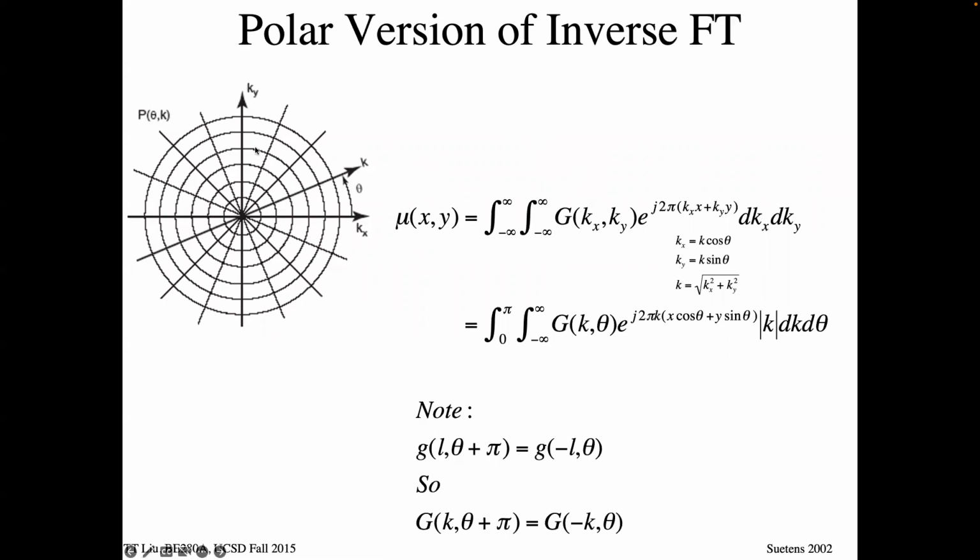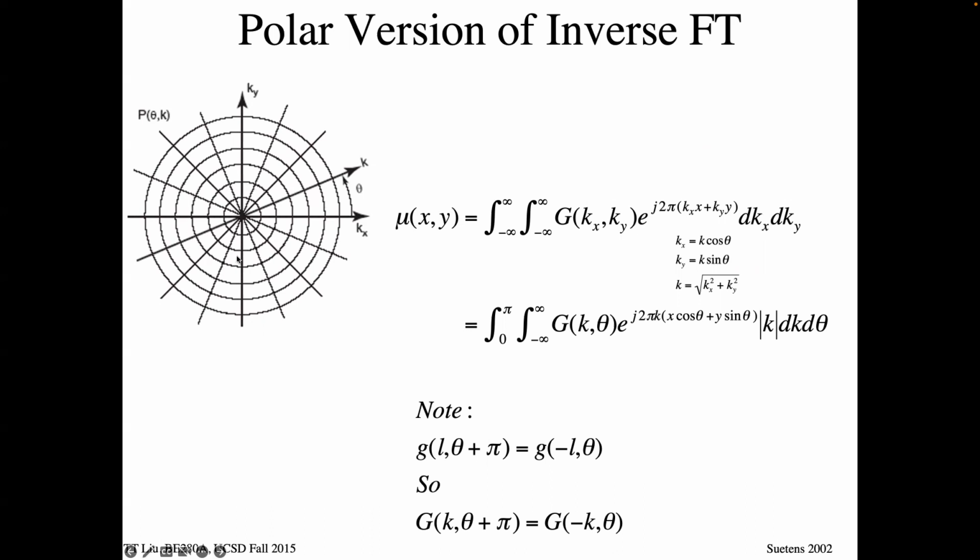If we want to do the inverse Fourier transform to get mu(x,y), our inverse Fourier transform has this form. If G, the Fourier transform of our object, was on a rectilinear grid, kx, ky, we just would plug it into this formula, and that's our inverse Fourier transform.